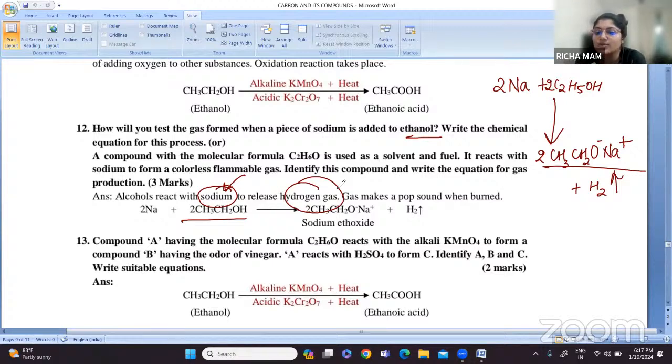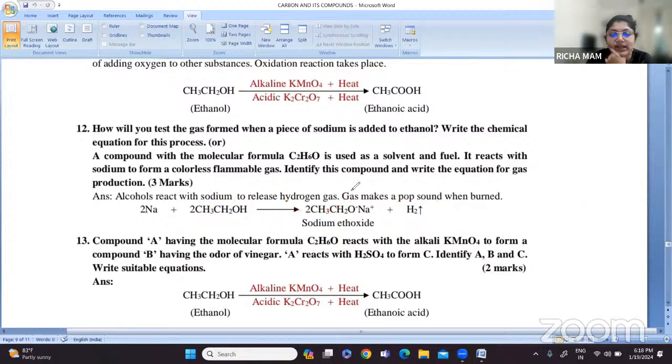The gas makes a pop sound. So when the sodium and ethanol react, a pop sound occurs when the gas is burned. This pop sound represents the liberation of hydrogen gas. The arrow pointing upwards means that the gas is liberated. So this is the meaning of this particular sentence.